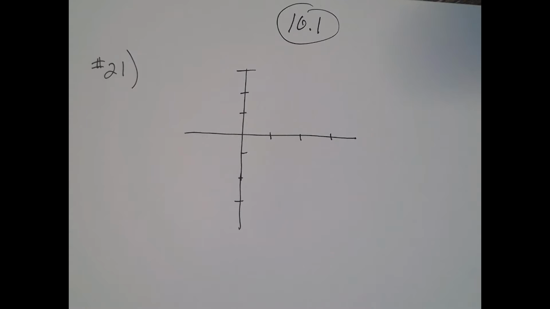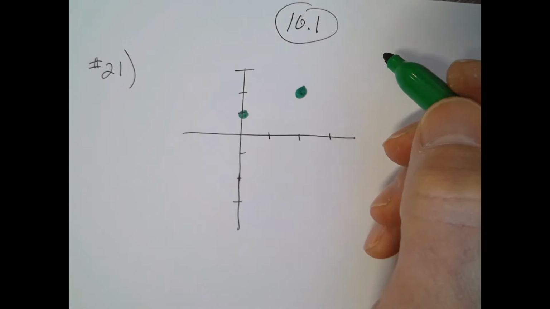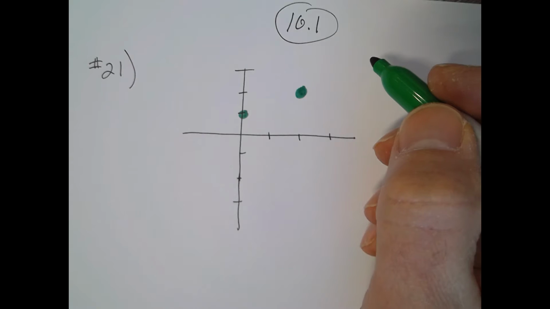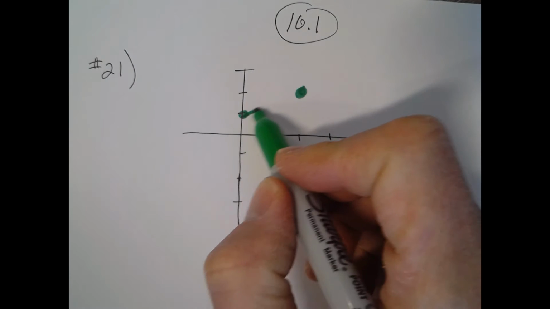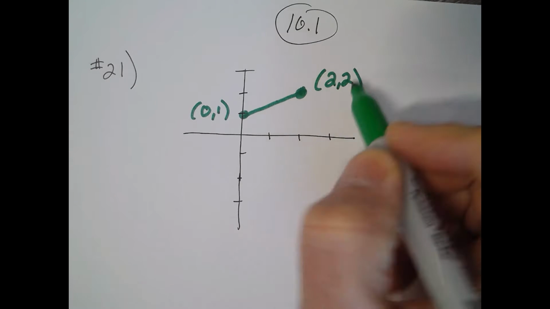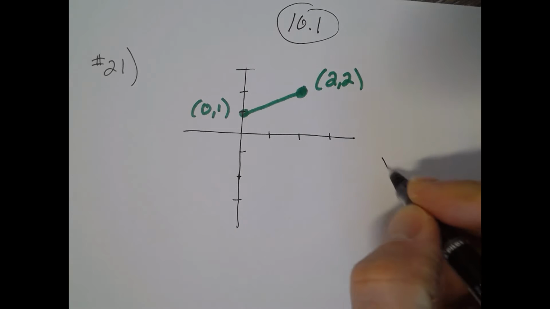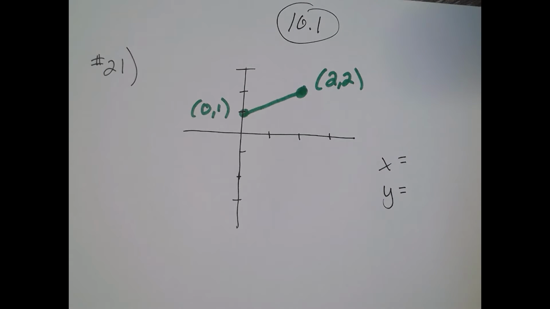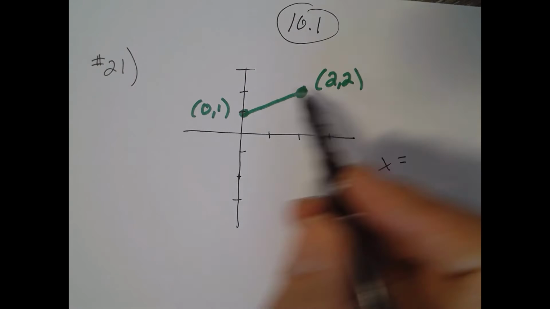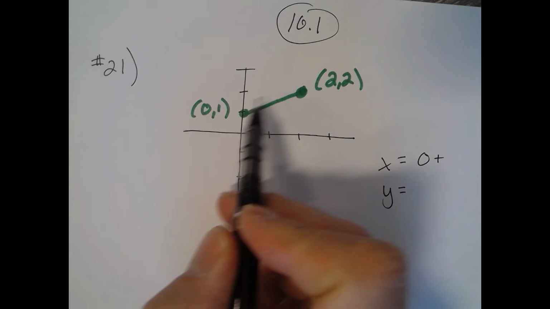Anyways, so if you have (0, 1) and (2, 2), we're supposed to find the parameterization for the line segment joining the two. Okay, so if we go from (0, 1) to (2, 2), the easiest parameterization is x equals and y equals. We start our x at 0. That's our first x. And then how do I go from (0, 1) to (2, 2)?